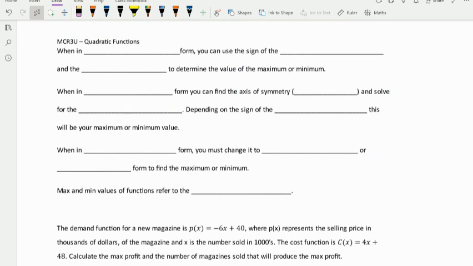Let's fill in some blanks here. So when in the vertex form, you can use the sign of the leading coefficient and the y value of the vertex to determine the value of the maximum or the minimum. So if I ask you specifically what is the maximum value or the minimum, you should just be able to state the y value of it.